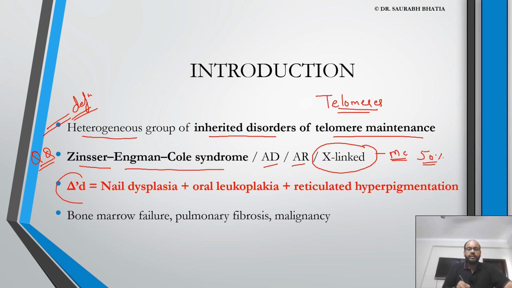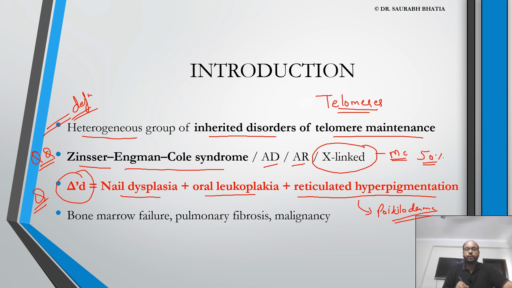There is a triad of Dyskeratosis congenita. This triad is nail dysplasia, oral leukoplakia, and reticulated hyperpigmentation, which can extend to be called poikiloderma. Remember these three points, this triad. This is important, and it itself could be a good question in the viva.